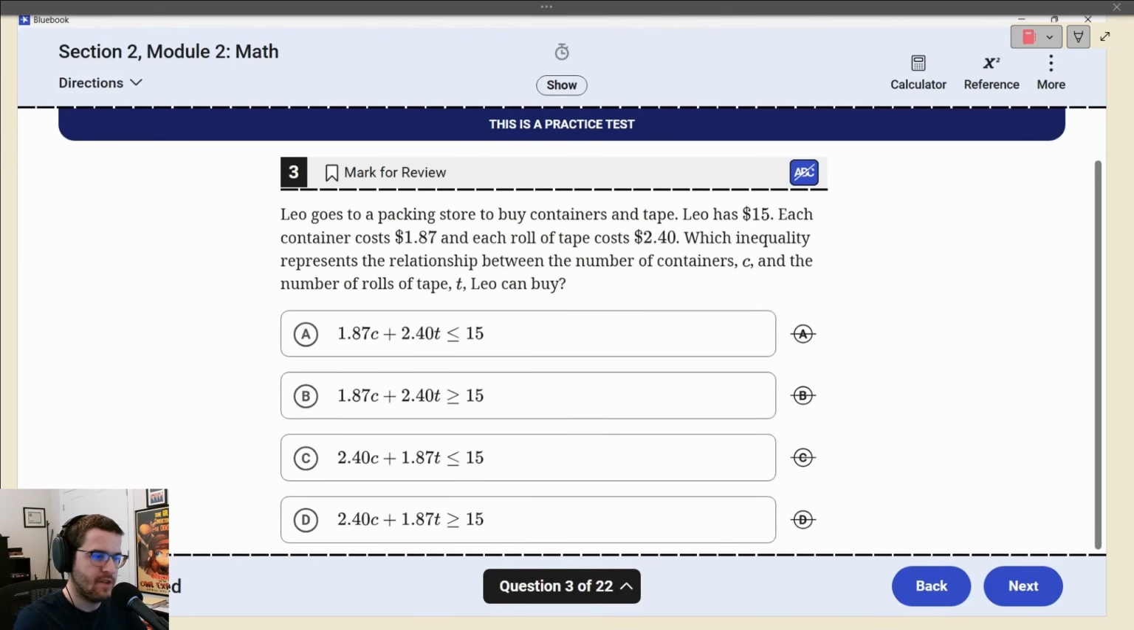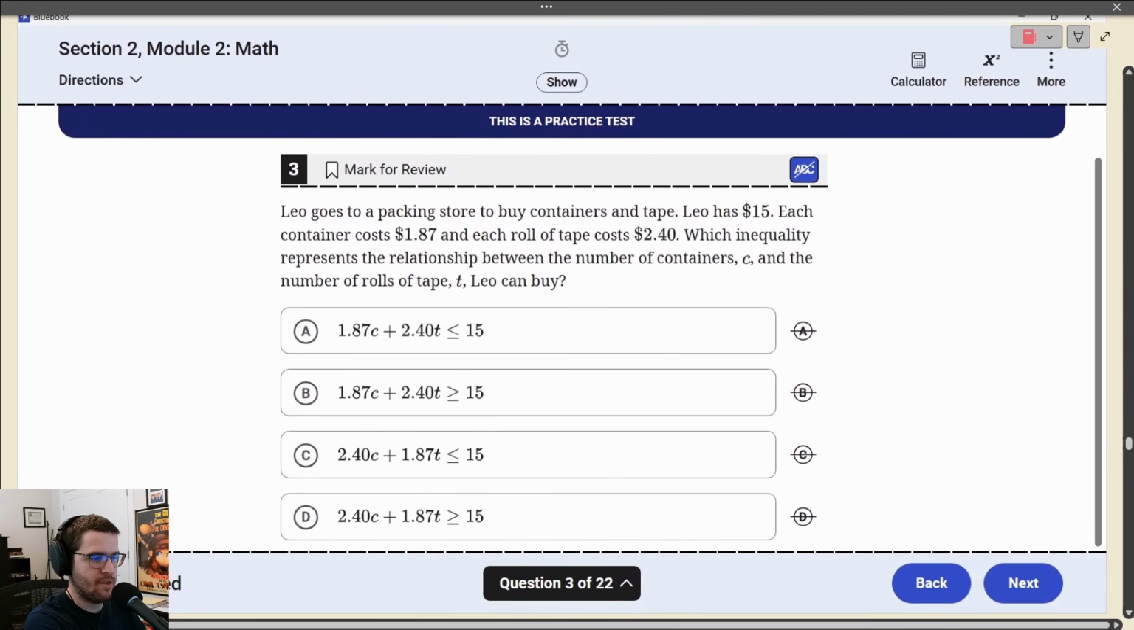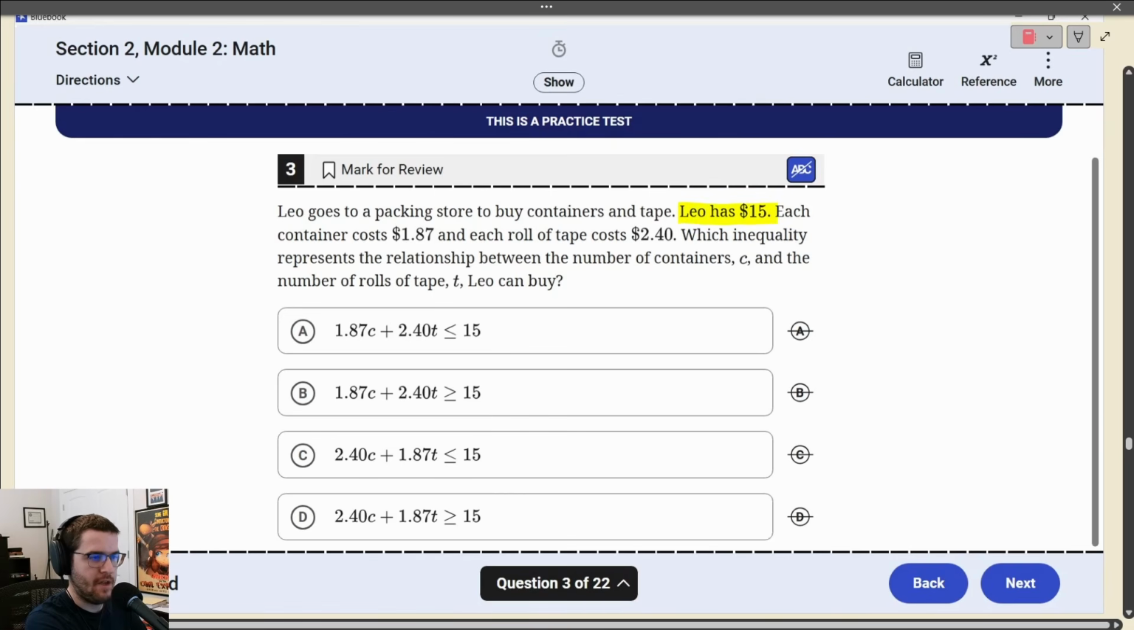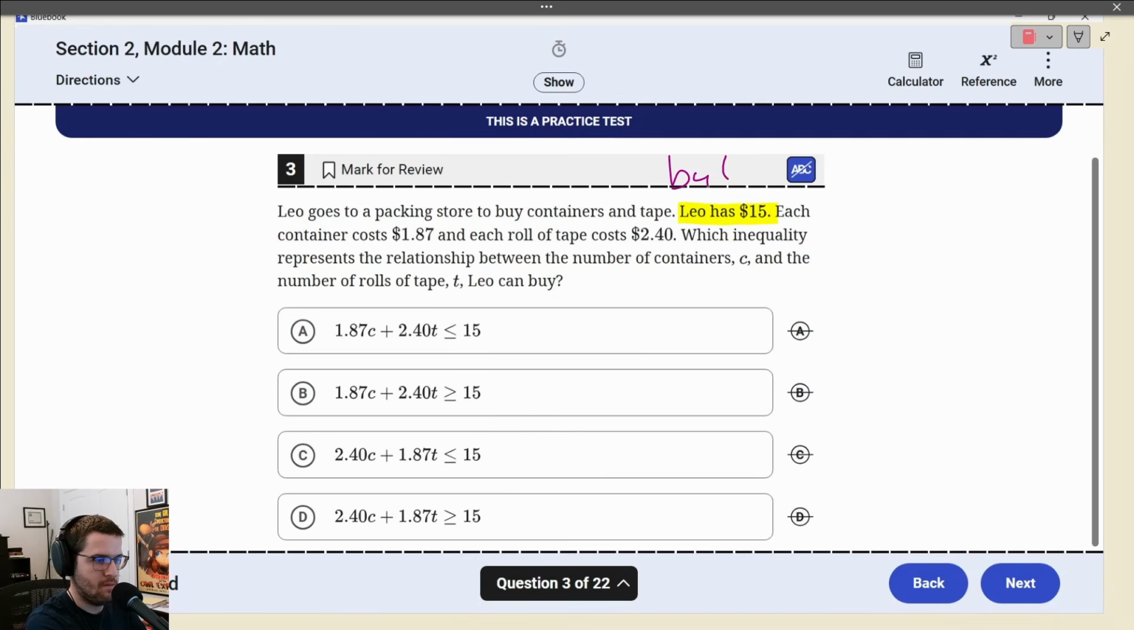Okay, question 3. So it says Leo has $15. This is what's called a budget. And whenever you have a budget, generally you're going to do less than or equal to that number. So less than or equal to 15, because you can be equal to that amount in spending, but you can't go over it because you don't have more money. So whenever you see a budget, that should scream less than or equal to. So right away, I'm seeing greater than or equal to 15 and greater than or equal to 15, and I'm already thinking those are wrong. So now, as long as I just don't mix up the variables, we're going to get it right, essentially.